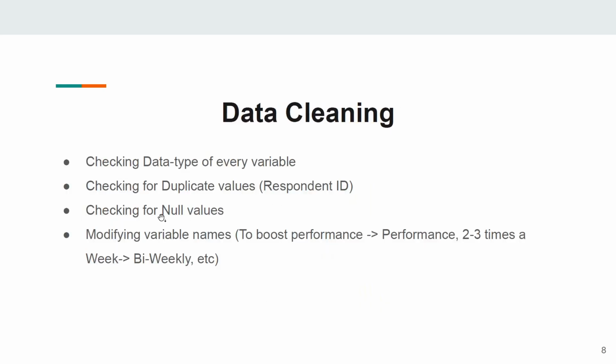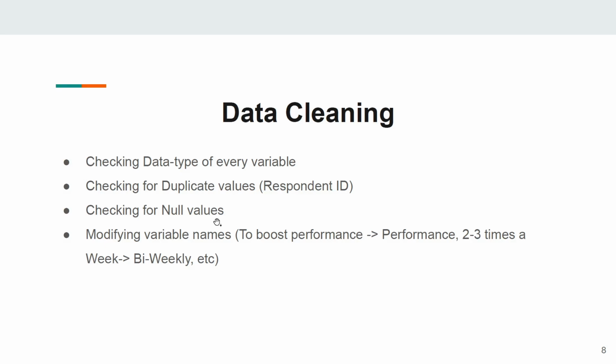So almost all the variables have categorical data. Checking for duplicate values. All right. So we need to ensure that for every respondent ID, there is a unique row. There should not be multiple rows belonging to the same respondent ID, as that will lead to errors, so we need to remove any such rows if present.